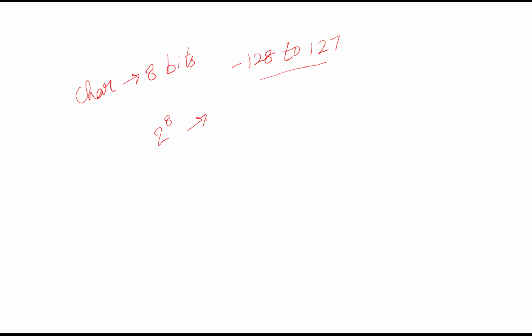And 2 to the power 8 is 256. So why is the maximum number 127 or -128? Because out of the 8 bits, 1, 2, 3, 4, 5, 6, 7, 8, the first one is reserved for the sign, plus or minus. So how many are left? 7. 2 to the power 7 is 128. That's why this range is from -128 to 127.